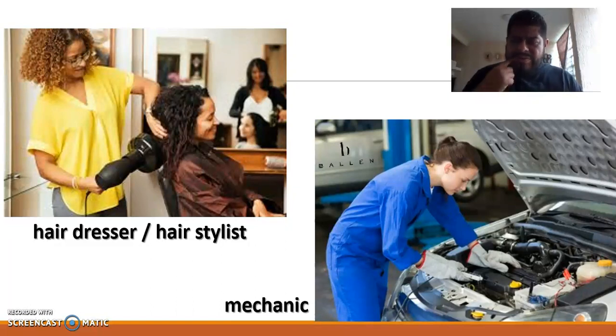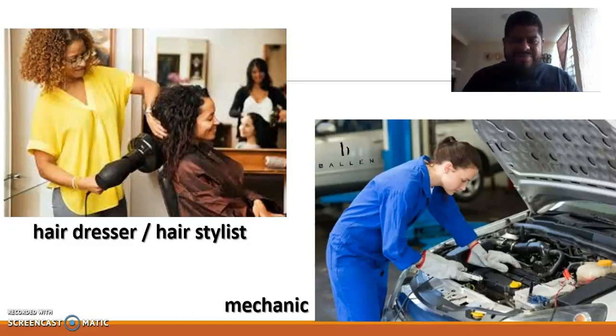Well, it's usually the lady, because there are also men who do this. They work with people's hair. They cut them, they comb them, they dry them, they dye the hair in different colors. Se pintan el cabello, and they usually work with women, but there are also men who go to hair salons. Remember, hairdresser or hairstylist. What about the mechanic?